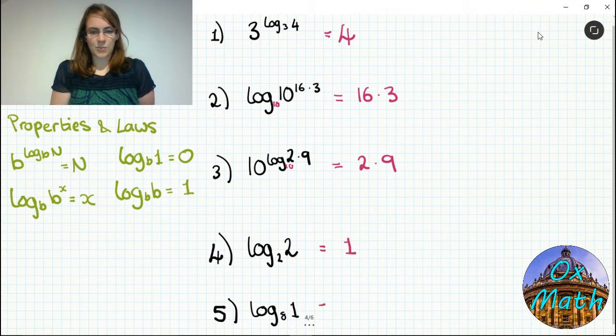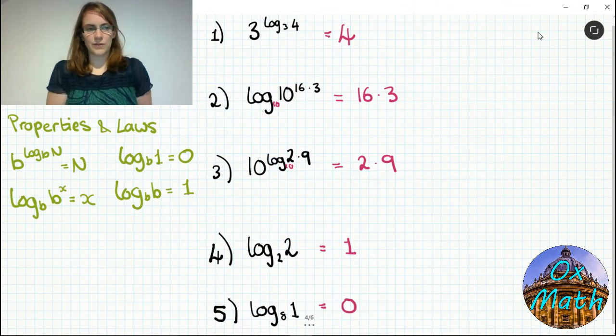And log 8 of 1, what power goes with 8 to get 1? That has to be 0. Anything to the power 0 is 1. So hopefully you got all of those correct. Now let's move on and have a look at some of the laws of logarithms.